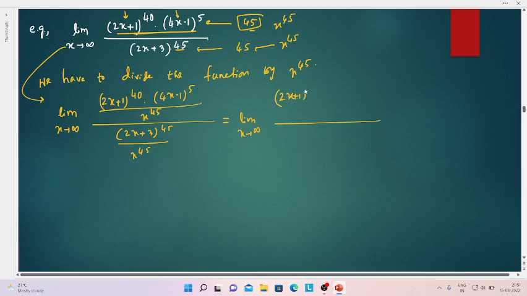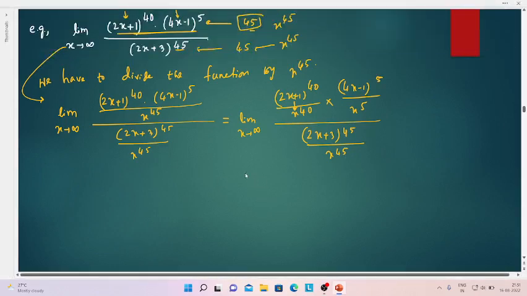(2x + 1)^40 upon x to the power 40, right? Times (4x - 1)^5 upon x to the power 5, right? I can write x to the power 45 as x to the power 40 times x to the power 5, and we have to take x to the power 40 with (2x + 1)^40 and x to the power 5 with (4x - 1)^5, and the denominator will become (2x + 3)^45 upon x to the power 45, right?